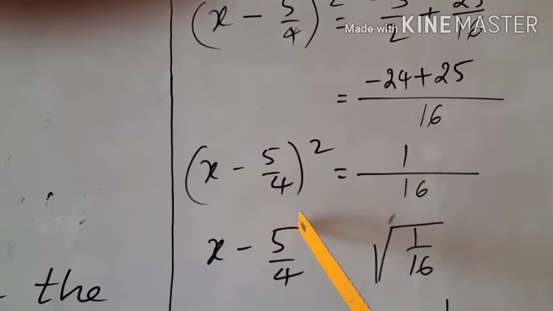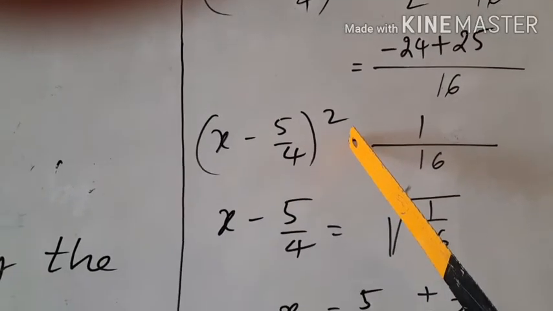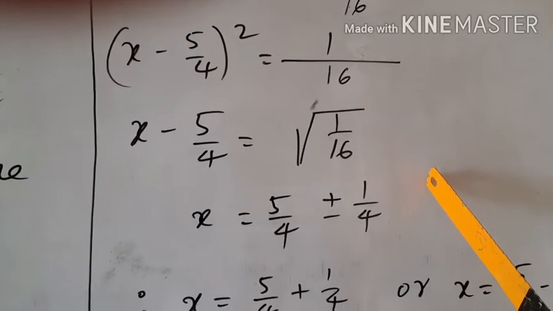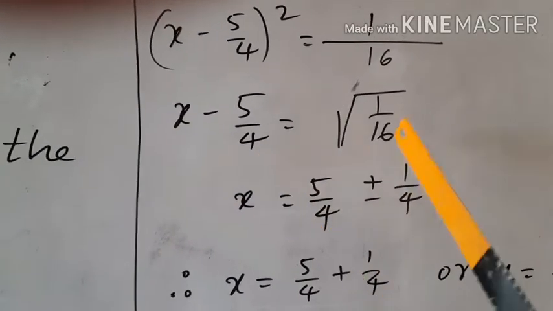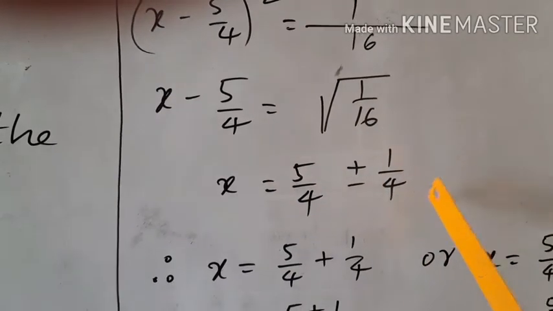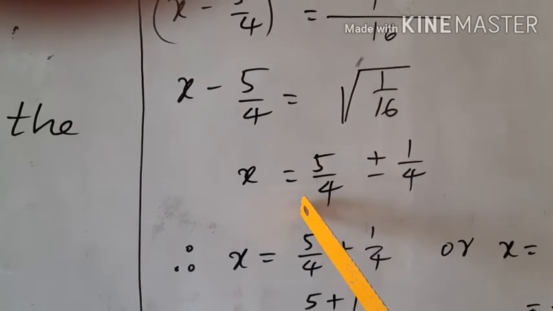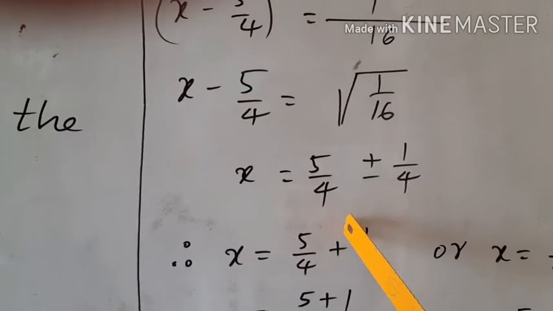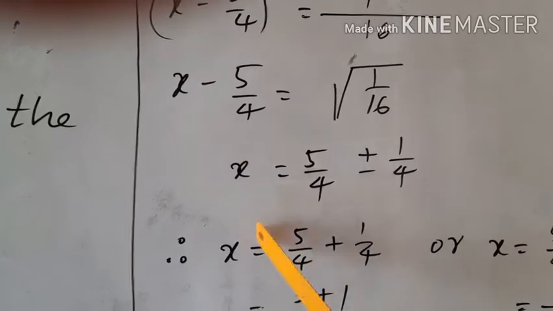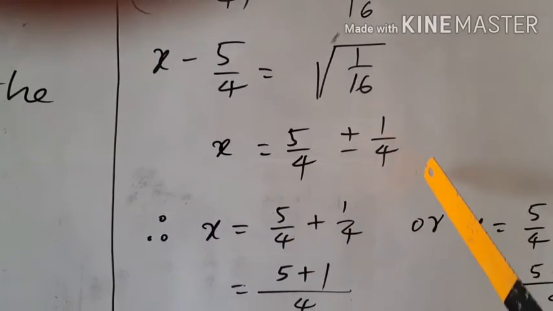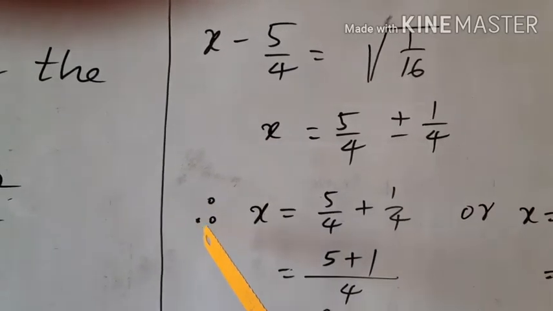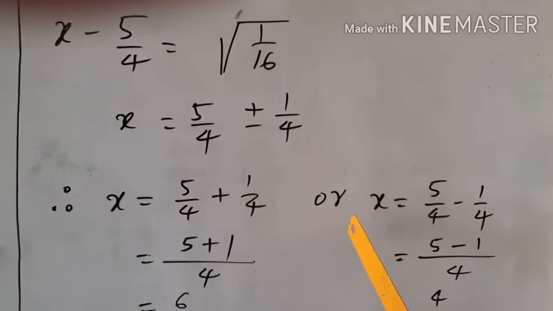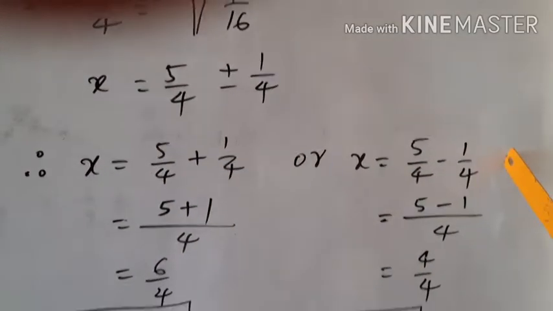Here, x minus 5 by 4 the whole square is a complete square. If this square is transposed to this side, it becomes square root of 1 by 16. So, the square root of 1 by 16 is plus or minus 1 by 4, and x is equal to, this minus 5 by 4 is transposed this side, it becomes plus 5 by 4. X is equal to 5 by 4 plus or minus 1 by 4. It means I can take x is equal to 5 by 4 plus 1 by 4, or x is equal to 5 by 4 minus 1 by 4.